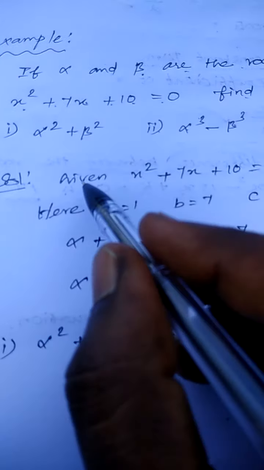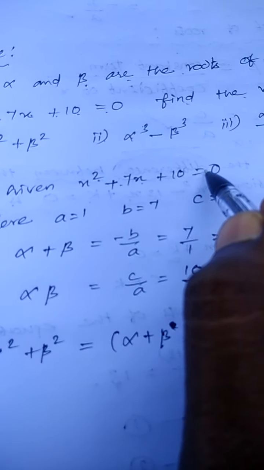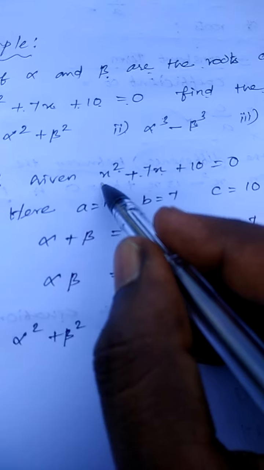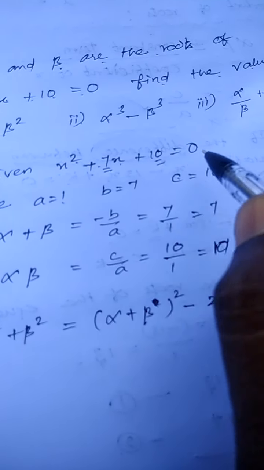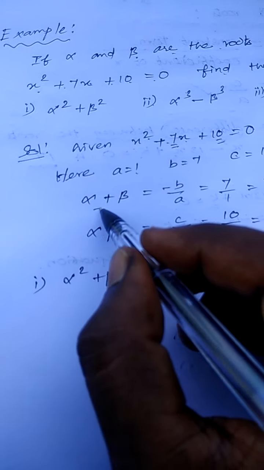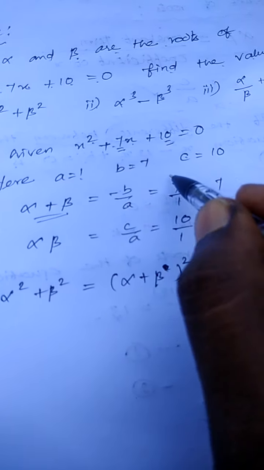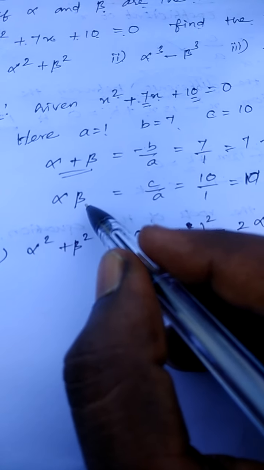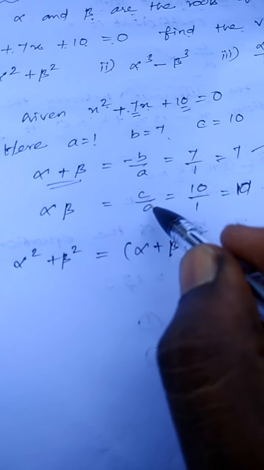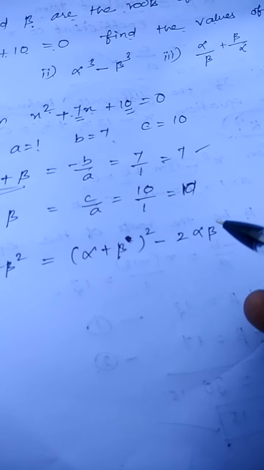Given the equation x squared plus 7x plus 10 equal to 0, here a equal to 1, b equal to 7, c equal to the constant term 10. The sum of the roots, alpha plus beta, is minus b by a, which is minus 7 by 1, equal to minus 7. The product of the roots, alpha into beta, is c by a, the constant term 10 by 1, equal to 10.